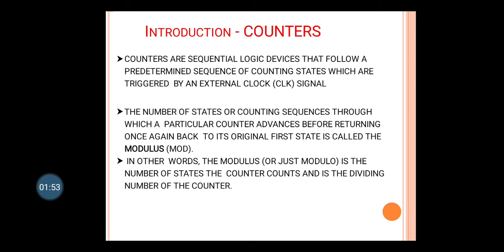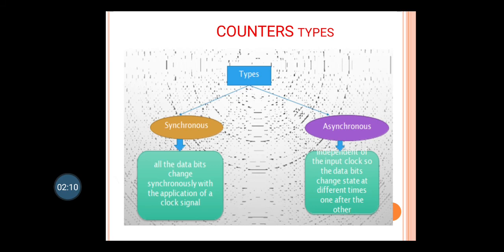This is most important. The number of states or counting sequence through which a particular counter advances before returning back to its original state is called the modulus. In other words, the modulus is the number of states the counter counts and is the dividing number of the counter. There are two types of counters we are going to study, synchronous counter and asynchronous counter.